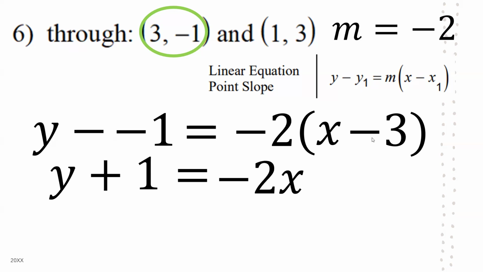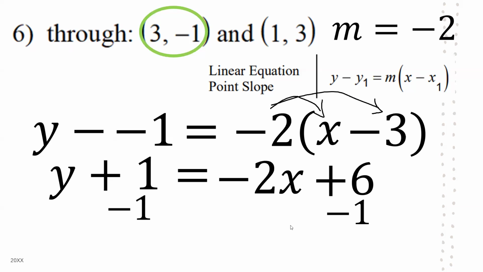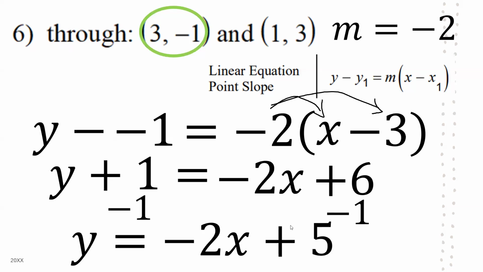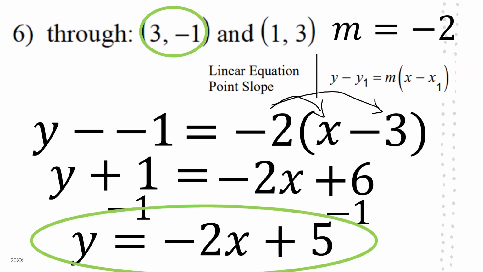-2 times -3. Where's my little guy? There he is. You got to distribute. Use those arrows, because -2 times -3 is +6. All right, and then how do we get rid of adding 1? We have to subtract 1 from both sides, subtract it where it needs to be, and then your equation is y equals -2x plus 5. That's what I want, slope-intercept, because now you know the slope is -2, the y-intercept is 5.